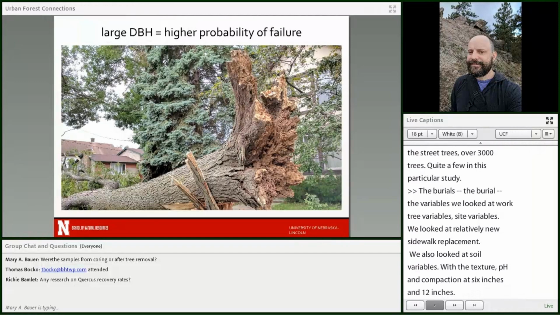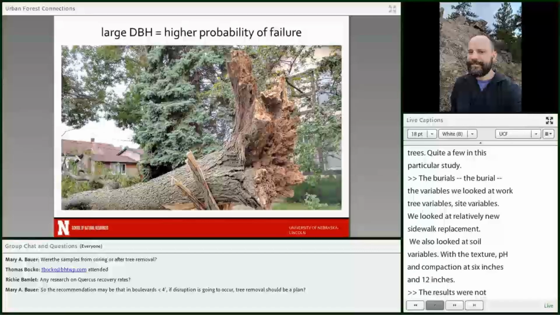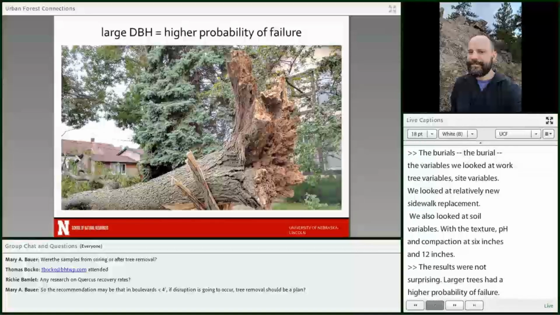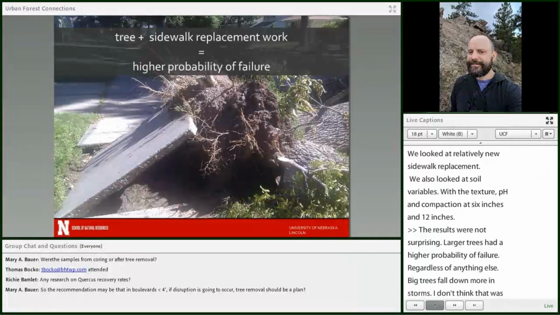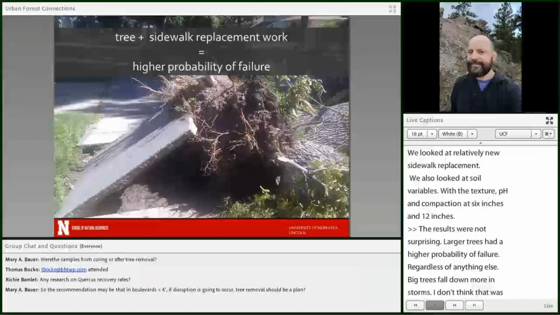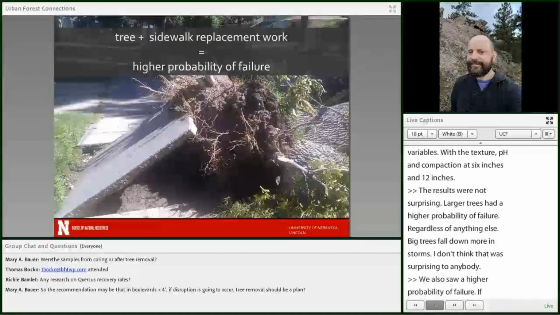The results of this were not surprising, I think, to anybody. Larger DBH, so bigger trees, had a higher probability of failure, regardless of anything else. Essentially, big trees fall down more in storms. I don't think that was surprising to anybody, and most of us have probably seen that. We also saw a higher probability of failure if there were trees plus sidewalk replacement work.